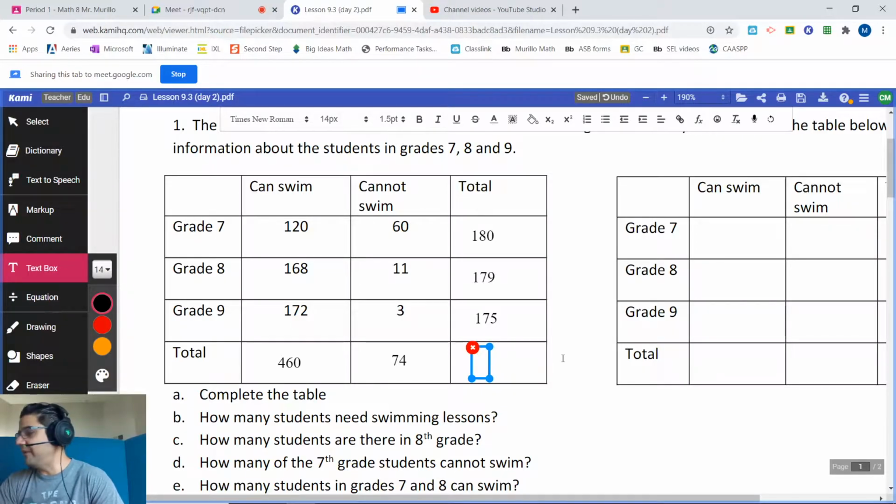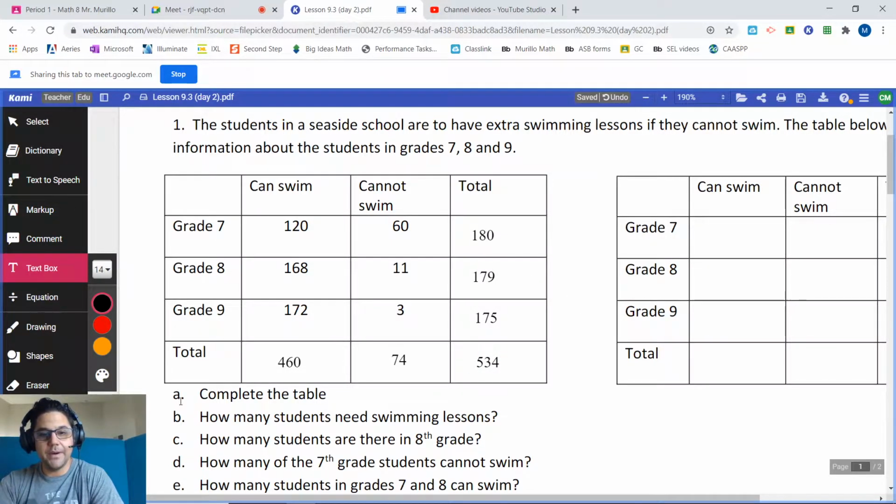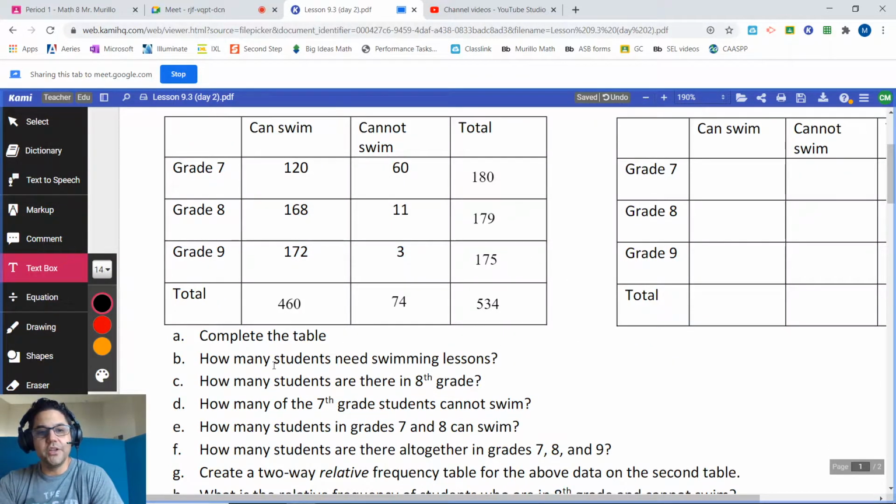Remember, the grand total can be found two ways. You can add across or down. So you can add horizontal or vertical. I've got multiple people with 534. Excellent. So now that you have your data table complete, you have done part A, then you can answer some of these questions here.